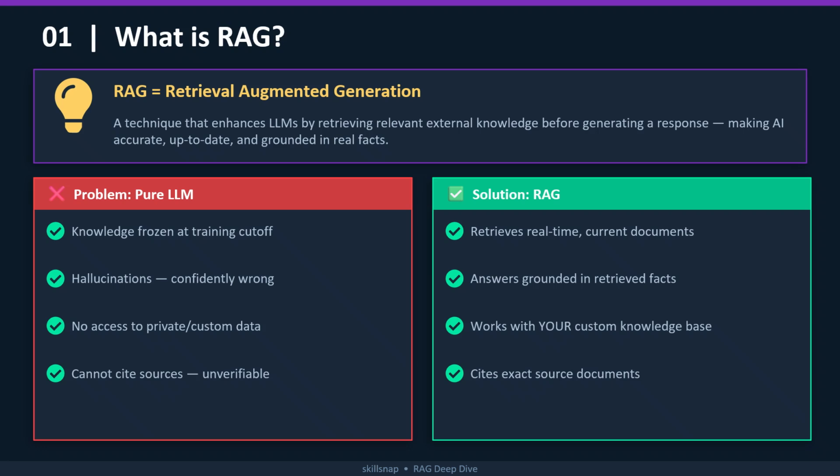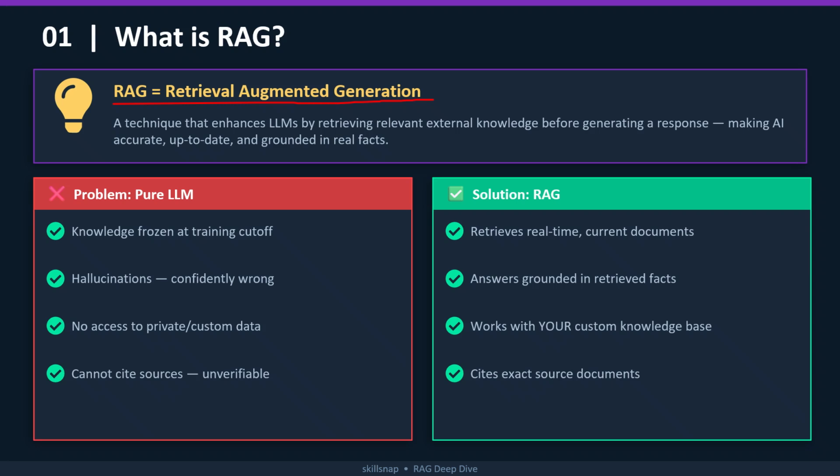The full name of RAG is Retrieval Augmented Generation. Before the LLM generates any answer, RAG retrieves relevant and up-to-date information from a knowledge base, and then injects that into the prompt. So now the LLM is working with real, sourced context and not just its training memory.